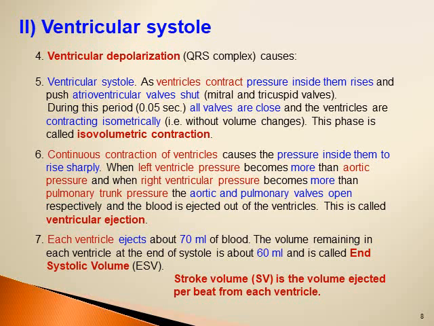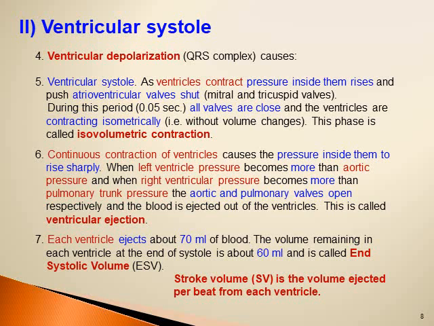Stroke volume, or SV, is the volume of blood ejected per beat from each ventricle. And since I said that 70 ml of blood is ejected from each ventricle, the stroke volume of the right ventricle is 70 milliliters, and the stroke volume of the left ventricle is 70 milliliters.